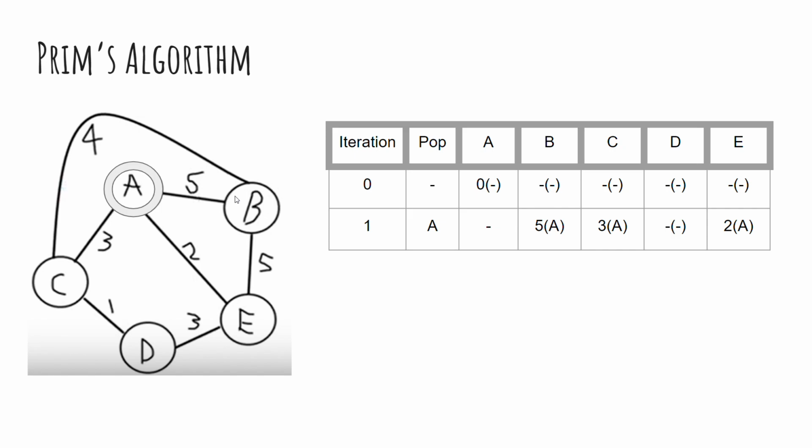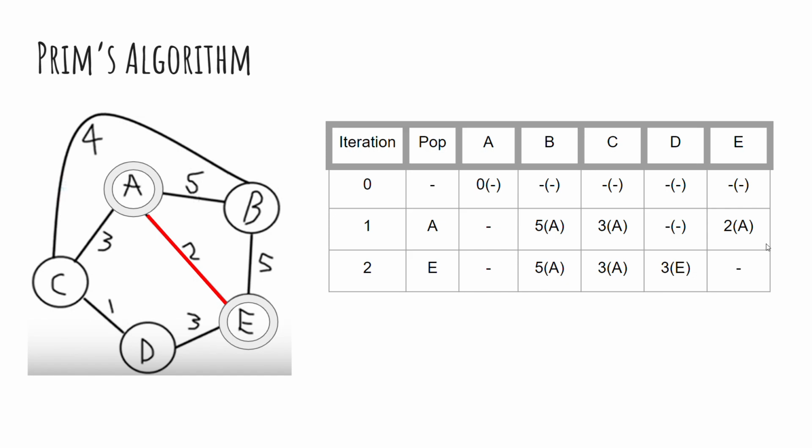And now we see that the vertex B has a distance of 5 from A, which is the minimum distance we have seen until now. So we write the distance of B is 5 and the parent is A. The distance of C is 3 from A, and similarly the distance of E is 2 from A. And now we pick the minimum edge, which in this case is the edge from A to E, because the other edges are of length 3 and 5, which are greater than 2.